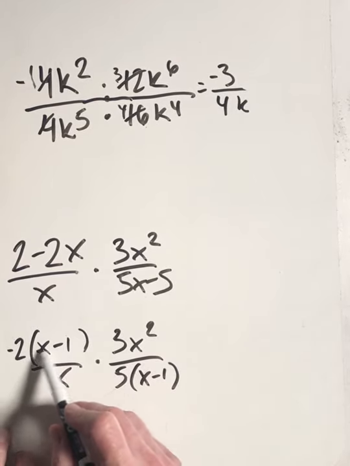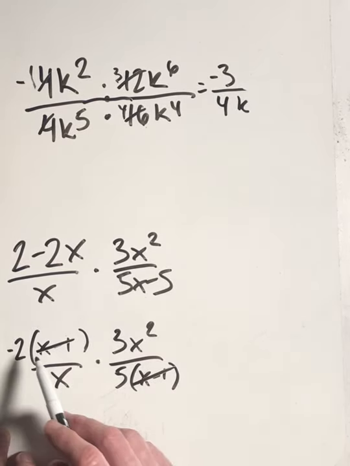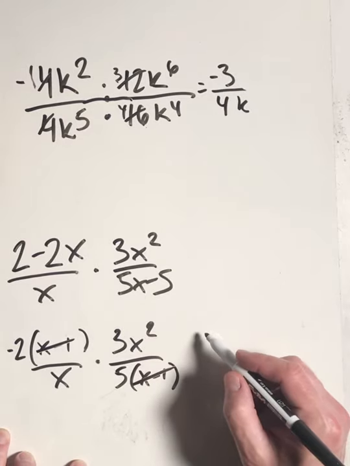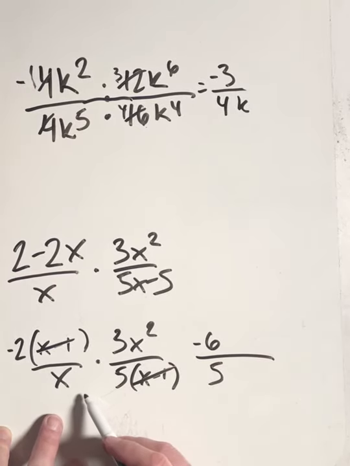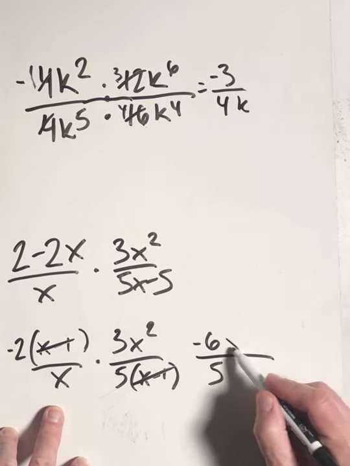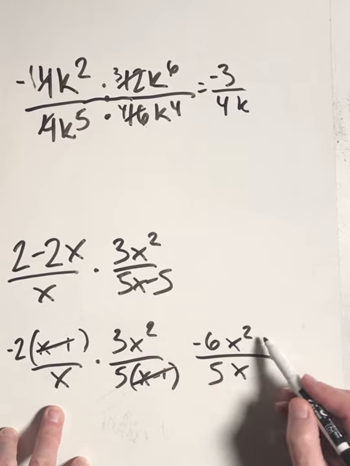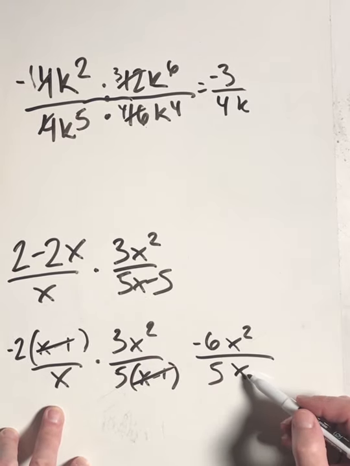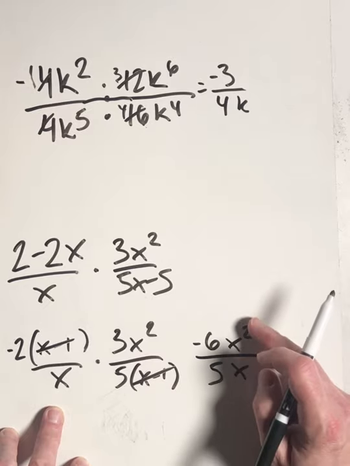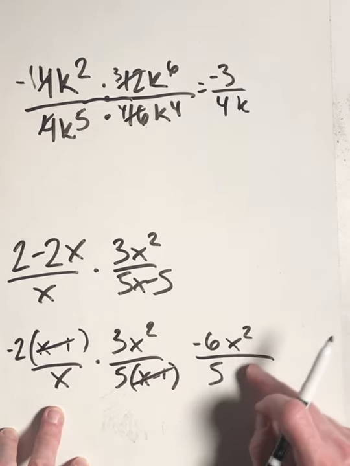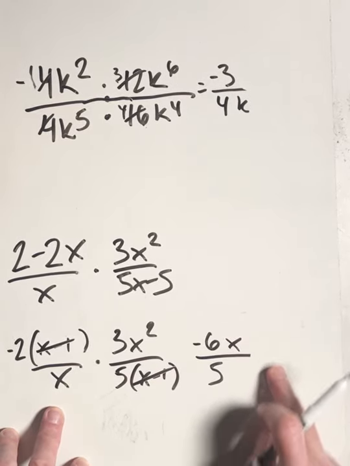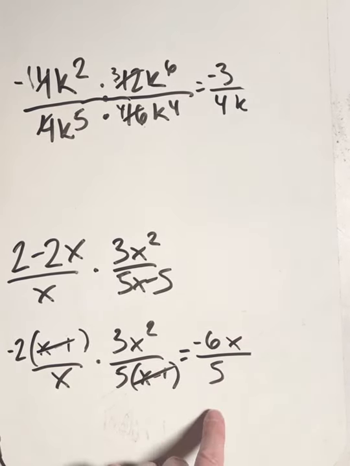Now I have an x minus 1 and an x minus 1 that can cancel. A -2 times a positive 3 would be -6. And a 5. My x squareds and one of the x's: I have 2 factors of x here and 1 factor of x here. So this is going to be 2 over 1. So 2 minus 1 is 1. So I'm going to have an x to the first in my numerator. So this whole expression would simplify to -6x divided by 5.